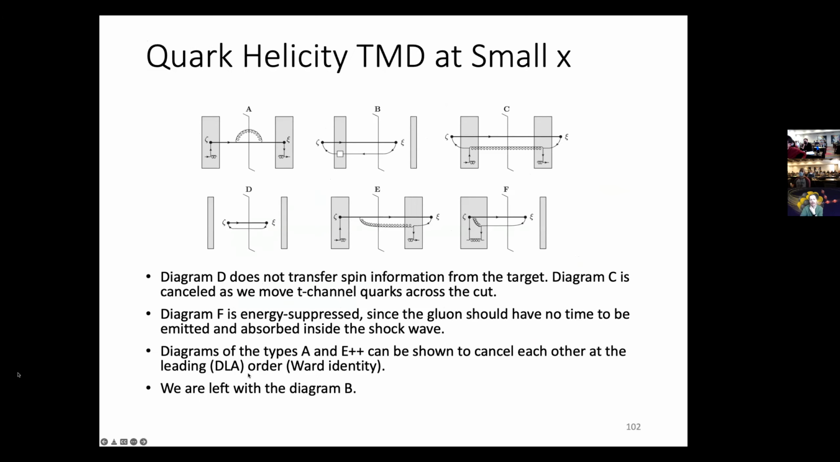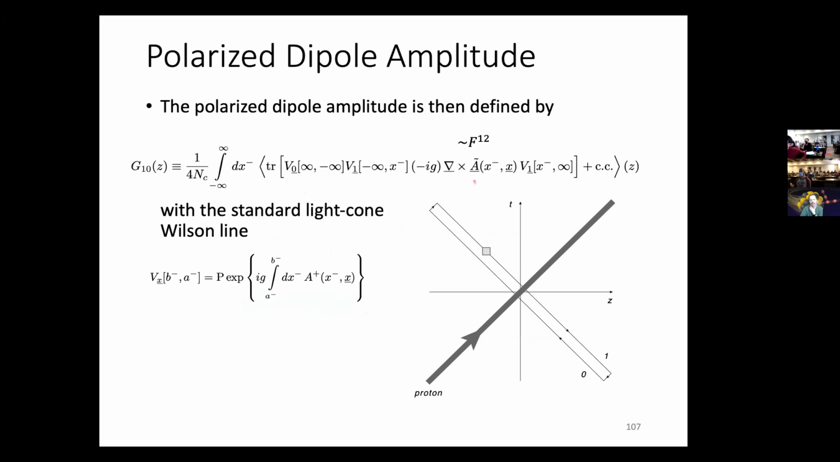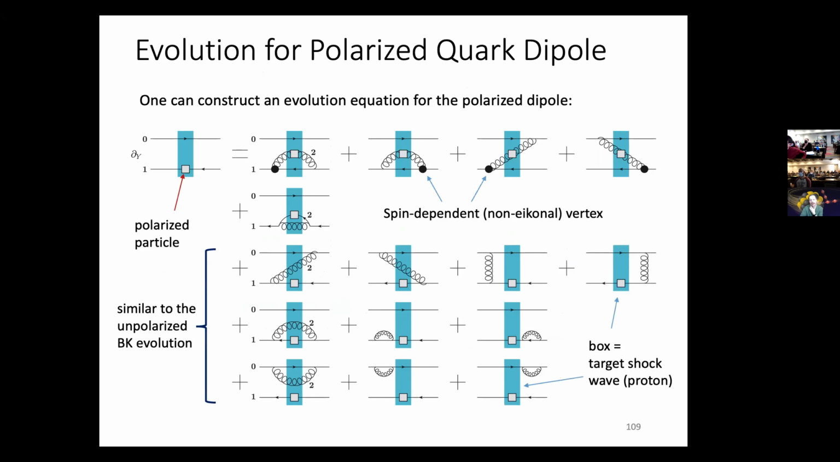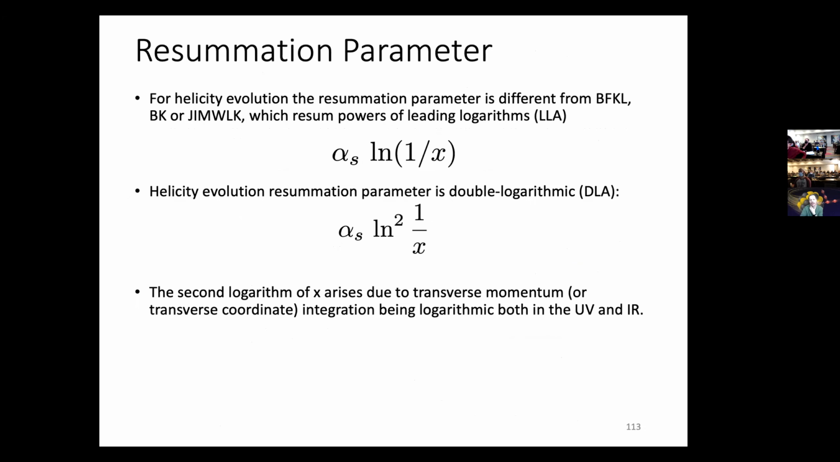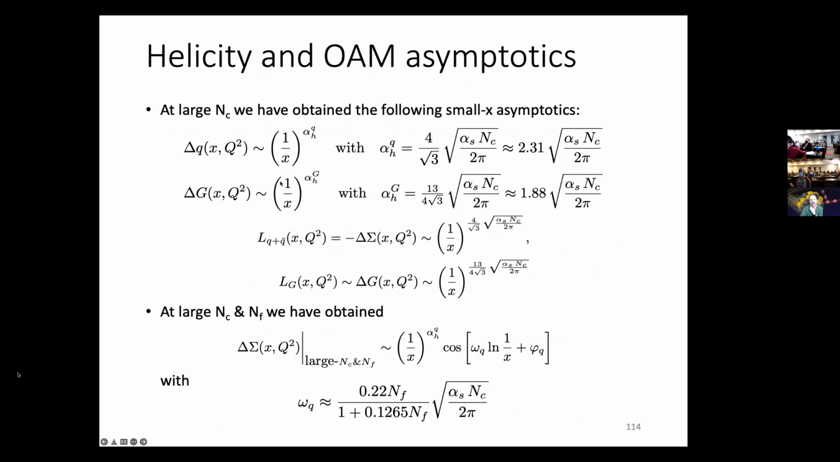I don't have the time to discuss, but let me just show a summary slide. And there are references there if you want to read more on it. So these are, well, these are PDFs, but similarly, helicity TMDs at small x. The growth is 1 over x to some power, and that power is given here on the right. It's actually not proportional to alpha s, it's proportional to the square root of alpha s. That's kind of an interesting feature because the summation at the leading order is double logarithmic, not single logarithmic.